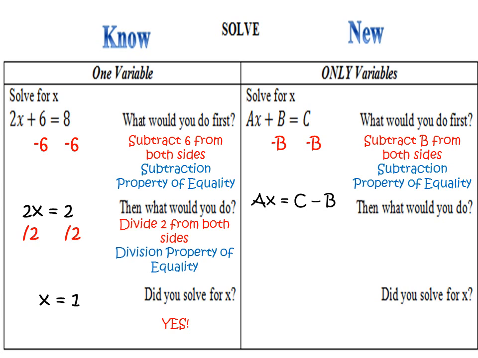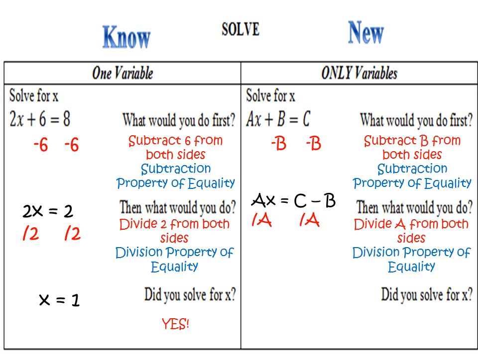Now I want you to ask yourself, then what should you do? Since it's a times x, we should divide by a. Whatever I do to one side, I have to do to the other, and to everything on the other side of the equation. This is using our division property of equality. By dividing by a, it cancels out, and x equals c minus b over a. Did we solve for x? Of course we did.